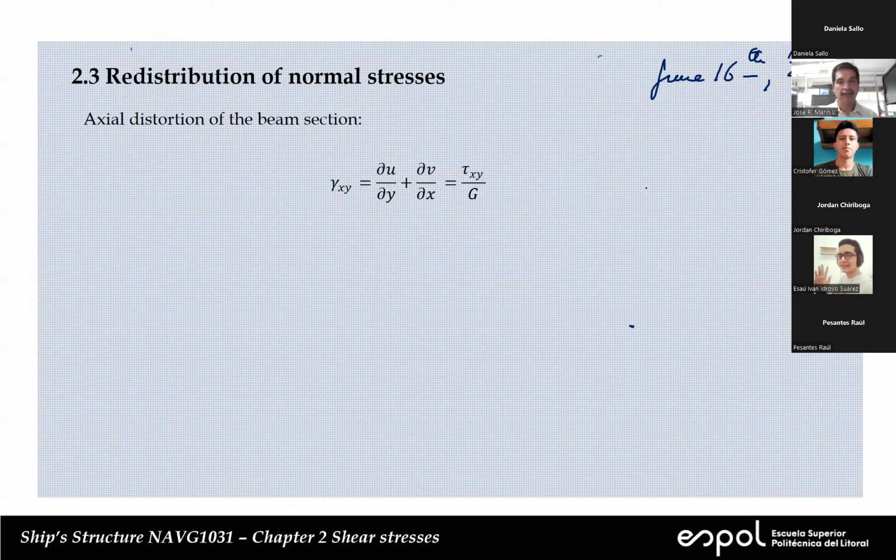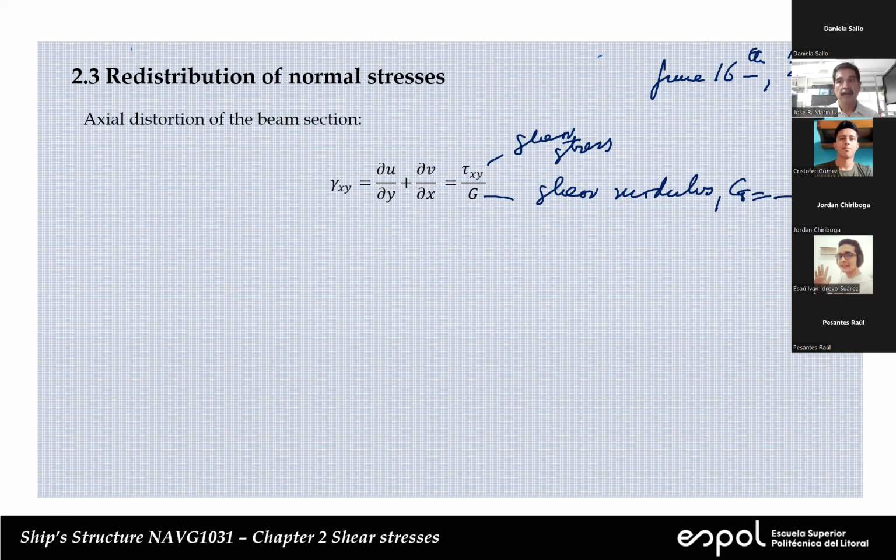Exactly, Hooke's law. It's as simple as that. But instead of relating normal stresses, you are relating shear stress and shear strain. This is shear stress, this is shear strain, and this is the shear modulus. And as you remember, G is equal to E divided by what?